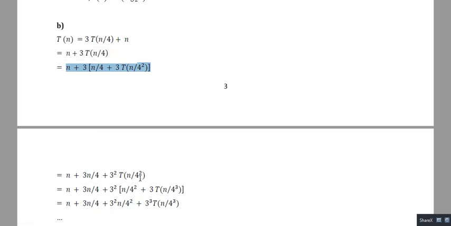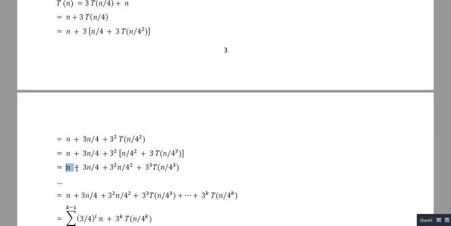So similarly, again expanding this, in place of T(n/4^2), we can write n/4^2, because Tn is equal to n plus 3T(n/4). So n/4^2 plus 3T(n/4^2/4), so it will be 4^3.